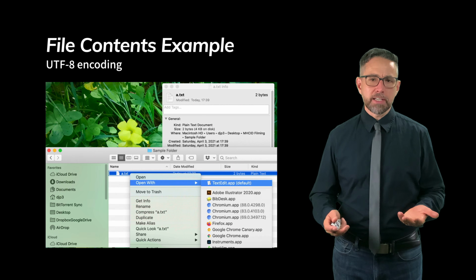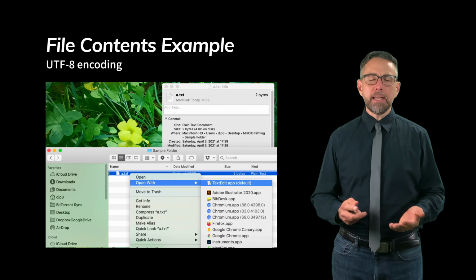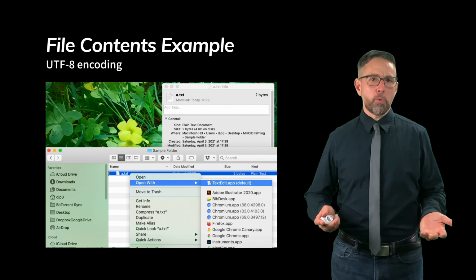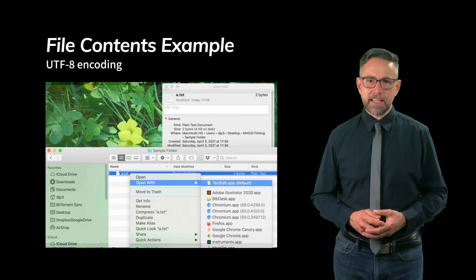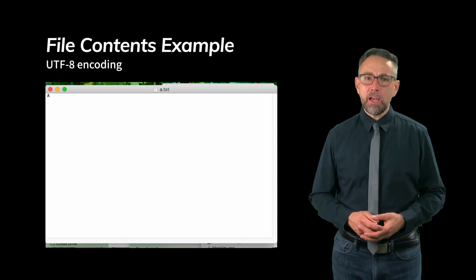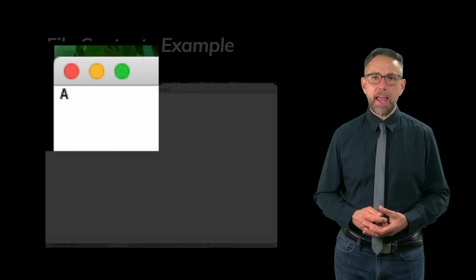You can see a bunch of reasonable examples of programs that might be able to open a text file, and depending on what that application does, what it will do with the text file will vary. I'm going to open it up with TextEdit in this case. And when I open it up, you can see it's a very simple file. It's a text file that just has a capital letter A in it.